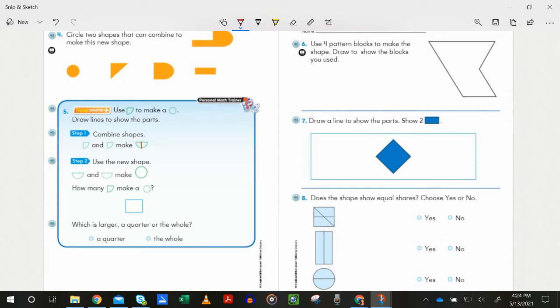Okay, let's switch to a crayon. Go back over to number 4. We're going to circle the 2 shapes that combine to make this shape. Okay, so the shape up here was made out of this dome shape and this rectangle.